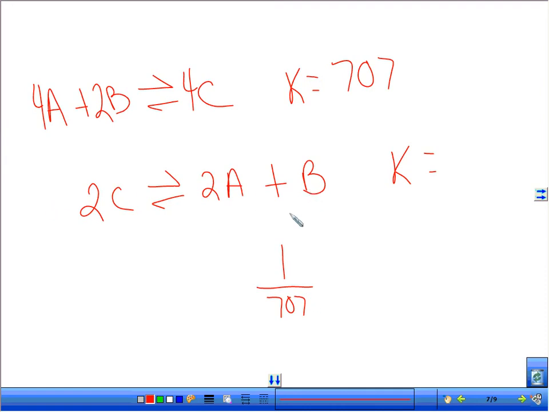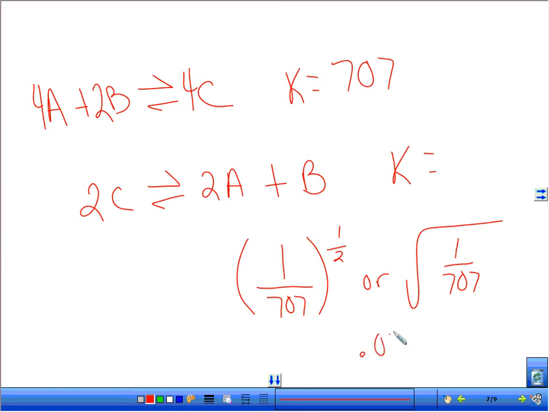So if you half it, you're actually going to raise this to the 1/2 power. Another way to say raise it to the 1/2 power is taking the square root. So you could do either one of these. And it doesn't matter if you square root it first and then take 1 over, or if you 1 over and then take the square root. You actually will get the same answer no matter which way you do it. Because when you raise things to the 1/2 power, it is the square root. And I'm getting 0.0376 for my answer there.